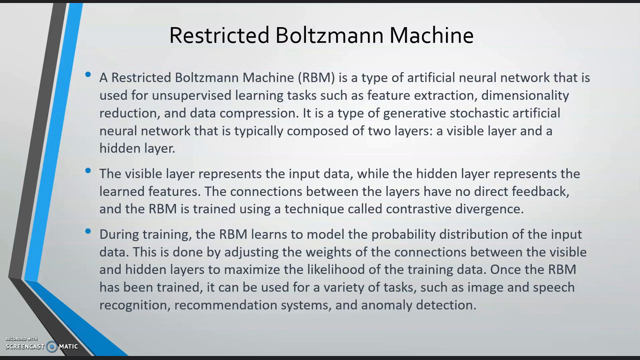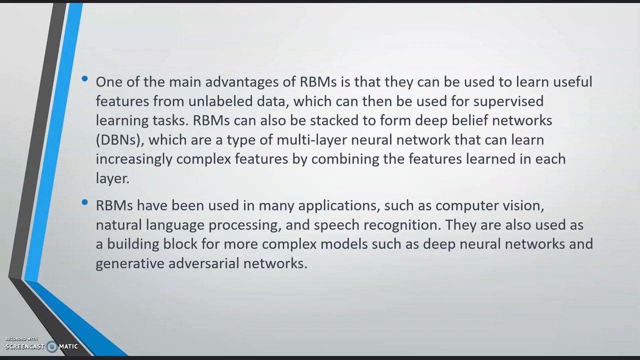The connections between the layers have no direct feedback, and the RBM is trained using a technique called contrastive divergence. During training, the RBM learns to model the probability distribution of the input data. This is done by adjusting the weights of the connections between the visible and the hidden layers to maximize the likelihood of the training data. Once the RBM has been trained, it can be used for a variety of tasks such as image and speech recognition, recommendation systems, and anomaly detection.